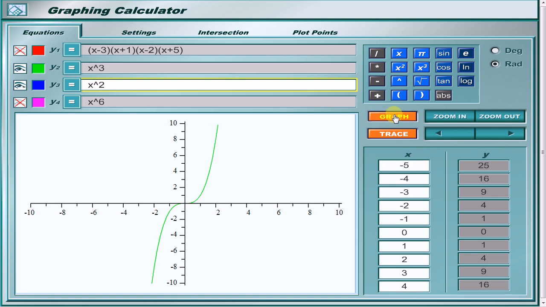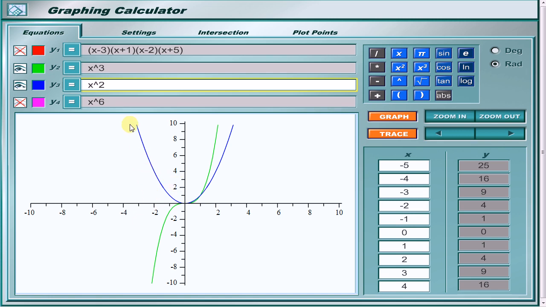So the green one is cubic. The blue one is parabolic because its parent function is x squared. Or it is x squared. And again, I'm getting ready to try to show you why I call this a parent function.